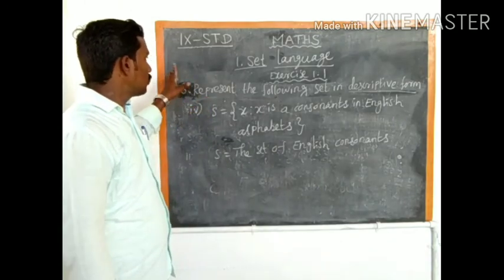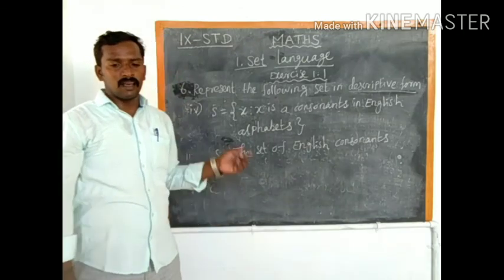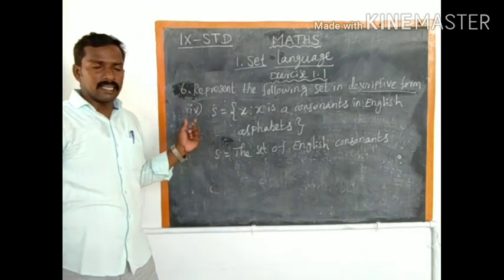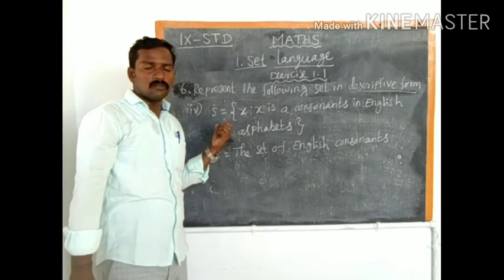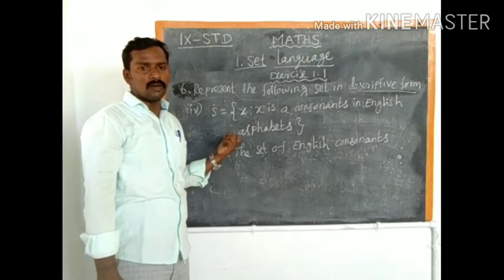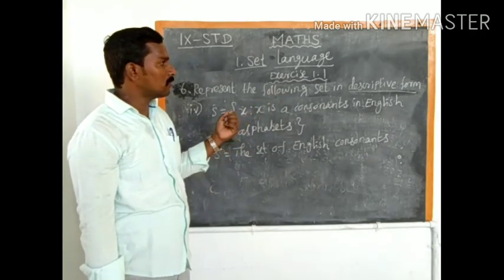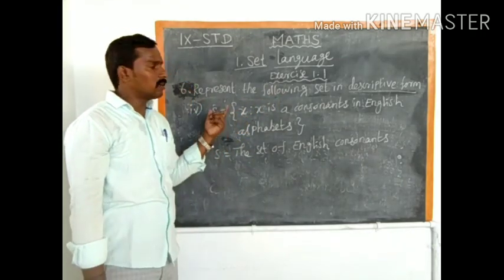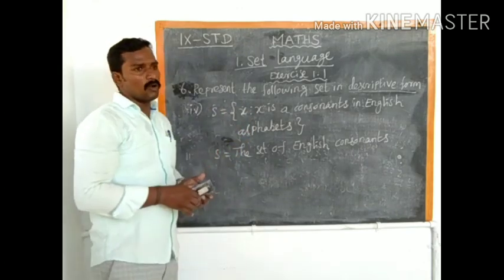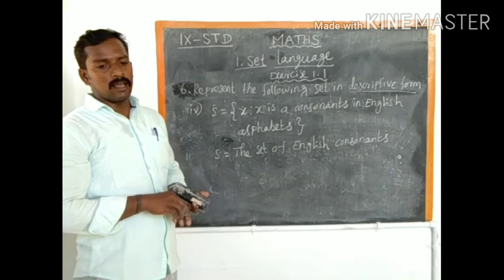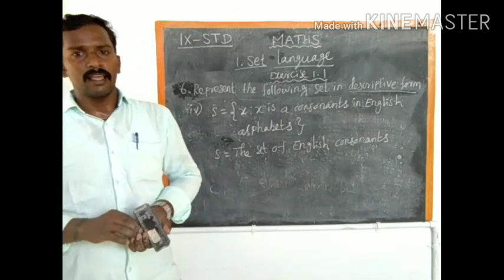So that's all for your first exercise, 1.1. What topics are we learning here? Set, how to represent the set, and how to convert between the roster form, descriptive form, and set builder form. Okay, all forms are discussed here. So that's all for your exercise 1.1. Next we are going to another topic, types of sets. Next class we will discuss. Okay, thank you. God bless you.